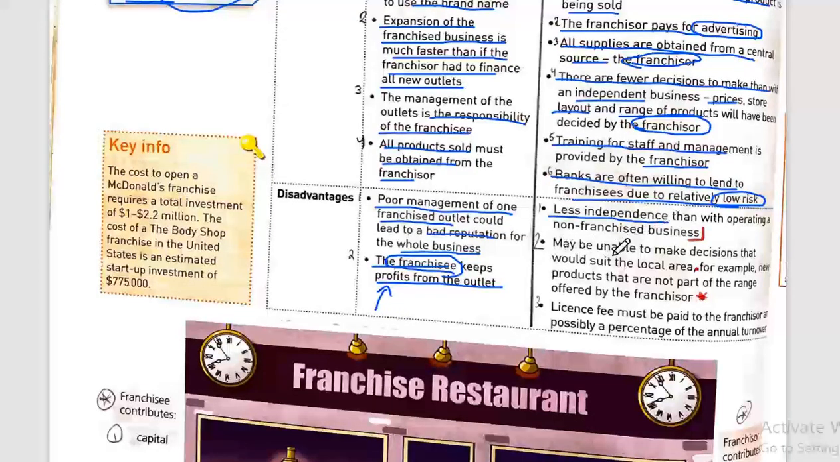Number two, maybe unable to make decisions that would suit the local area. For example, new products that are not part of the range offered by the franchisor. So I will not be able to make decisions that I know are going to suit the local area that I'm working in. Number three, a license fee must be paid to the franchisor, and possibly a percentage of the annual turnover. So also I have to pay a license fee to the franchisor in order to use his product, services, and logo, promotional tools, and all of that.